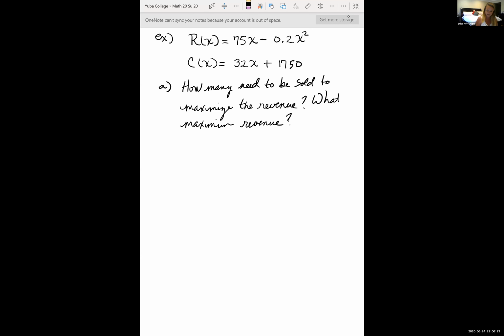R of x is our revenue and we want to maximize this. So let's rewrite it a little bit. This is the same thing as saying negative 0.2x squared plus 75x. Our a value is less than 0. Our coefficient in front of x squared is less than 0. Our parabola faces downwards. So we want to find the vertex.